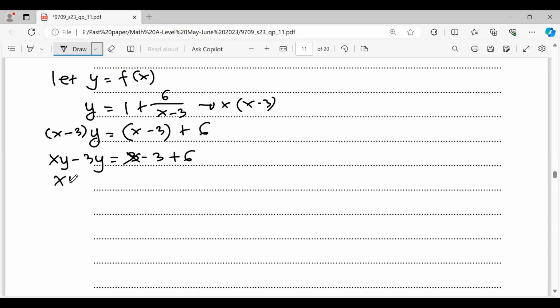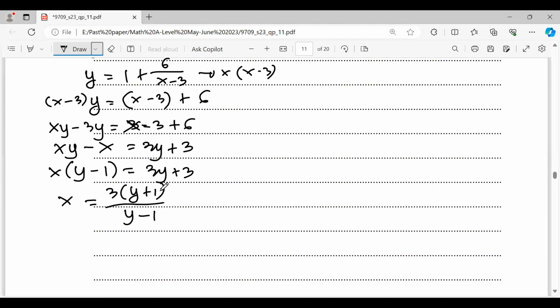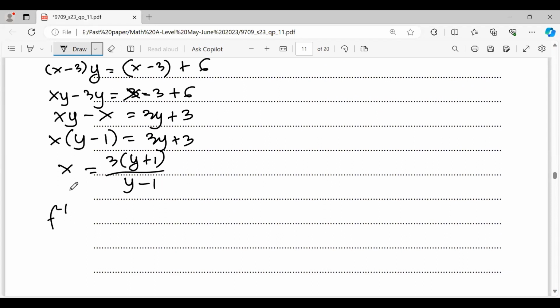Now we expand this equation: it becomes xy minus 3y equals x minus 3 plus 6. So it is xy minus x equals 3y, negative being positive, and negative 3 plus 6 is positive 3. So factorize: x times y minus 1 equals 3y plus 3. So x equals 3 times y plus 1 over y minus 1. So we could state that F inverse equals 3 times x plus 1 over x minus 1.